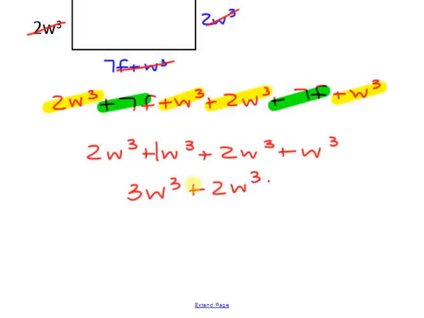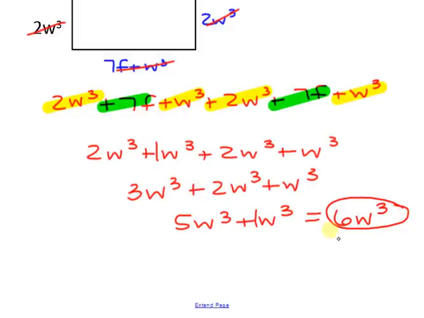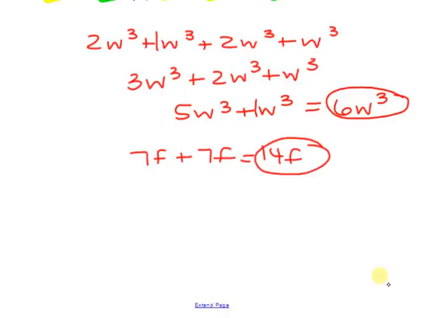Bring down the rest of the problem. 3w to the third power plus 2w to the third power is 5w to the third power. Bring down the rest of the problem. 5w to the third power plus w to the third power. Remember, there's an invisible 1 there. That's 6w to the third power. He's going to be part of my final answer. All right, now I'm going to do my greens. 7f plus 7f. That's going to be 14f. He's also going to be part of my final answer. Now, what is my final answer? My highest power goes first. So 6w to the third power plus 14f.